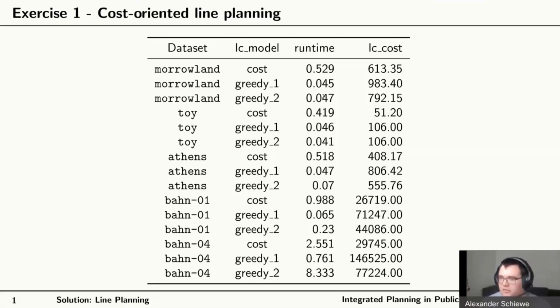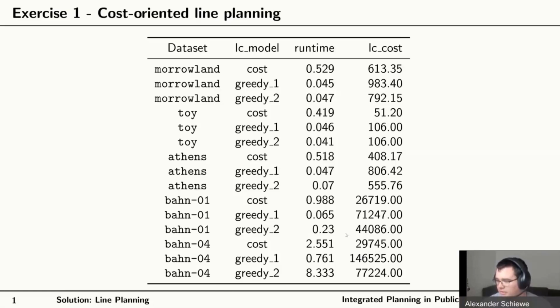So these greedy heuristics are fast. That's something that we see here. For example, half a second in comparison to 0.04 seconds. But they won't provide you in all cases with a feasible line concept. And another thing that we see is that the costs are often higher, right? So we have more or less double, or here even a higher amount.